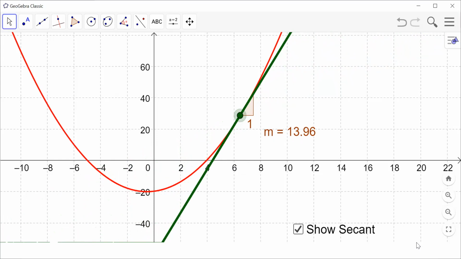So the tangent problem is what you're working on today. I hope that helped demonstrate a little bit visually what's going on.